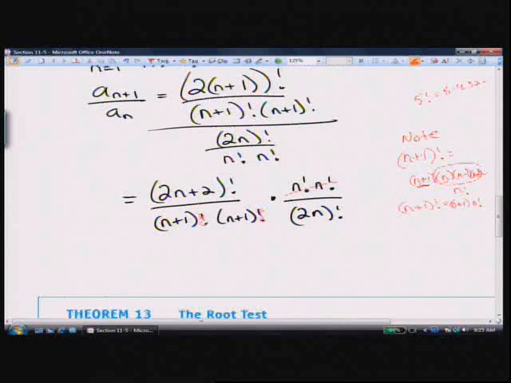Is this red too hard to read, Brandon? Are you okay? It's a little blurry. All right, so let me try. I'll do a thick blue.